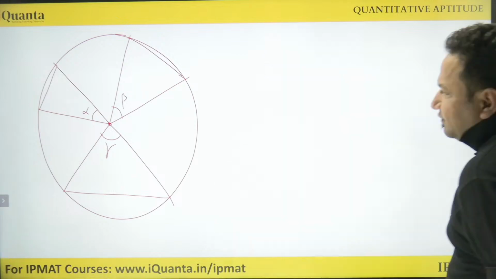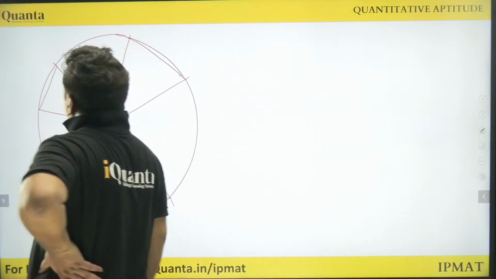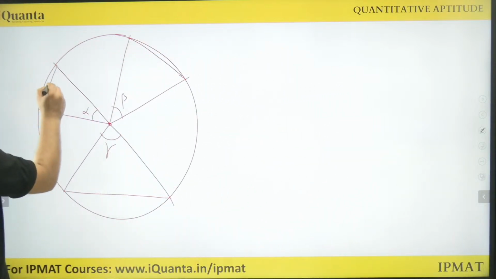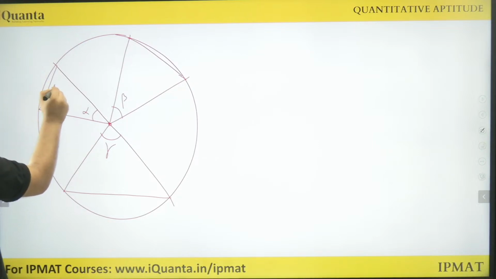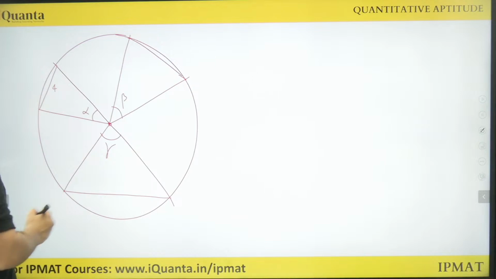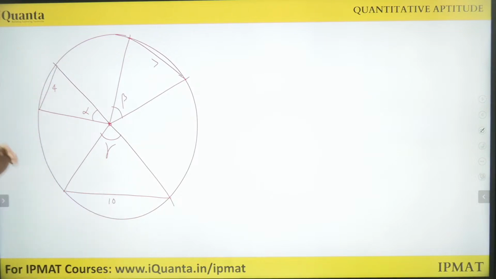The length of these chords, I'll just give you the length of these chords. Let me assume this to be how much? Let this be 4. All right. Let this be 7. And let this be 10. Okay? Clear? 4, 7 and 10.